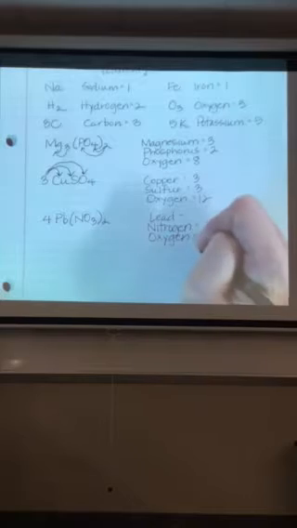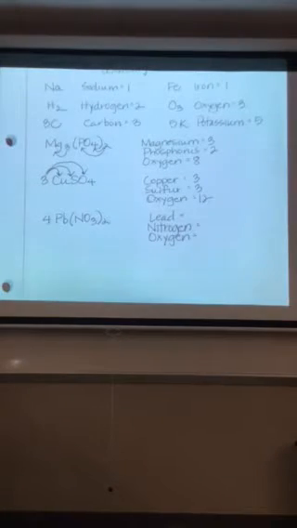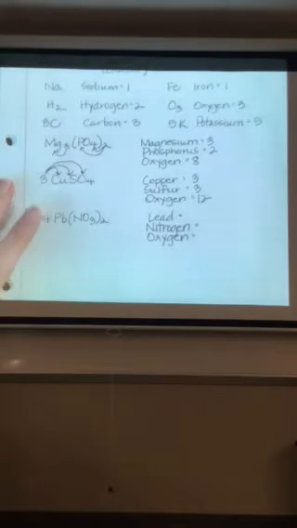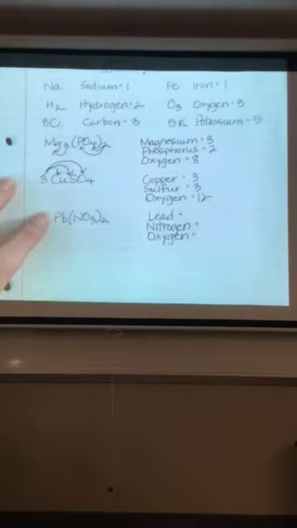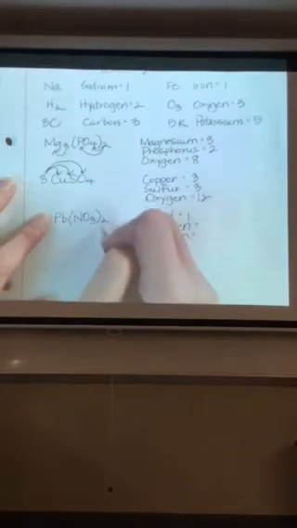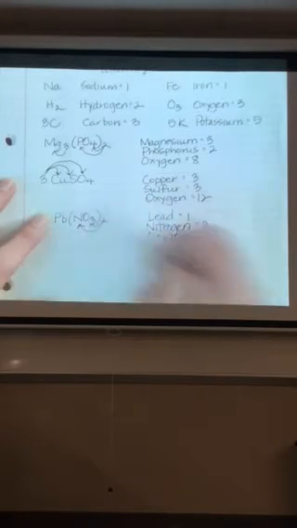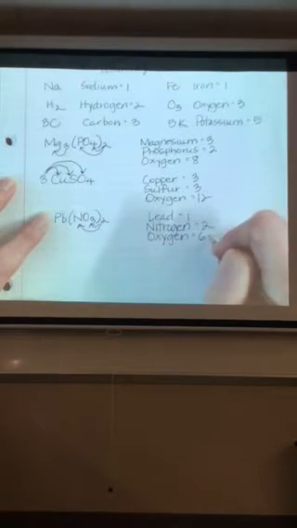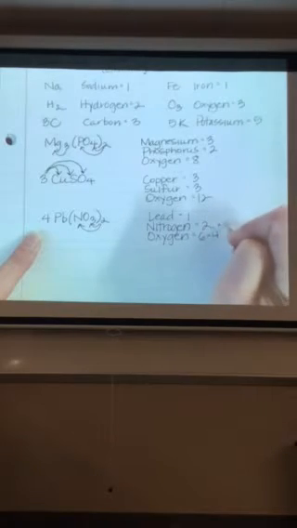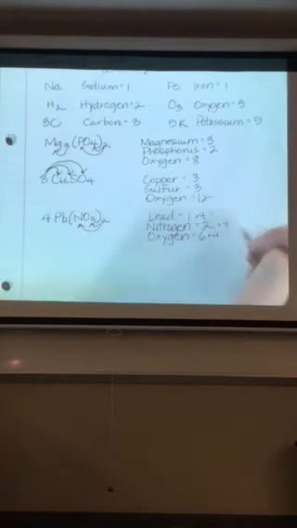So you guys, my suggestion to you here, and as you get better at this, you won't have to do it in 2 steps. I would suggest doing this in 2 steps. So the first thing I'm gonna do is cover up the coefficient out in front, and I'm only gonna worry about the formula. So how many leads do I have? 1. How many nitrogens do I have? 2. And how many oxygens? 6. You guys, once you know that, now go back through and multiply everything by the coefficient.